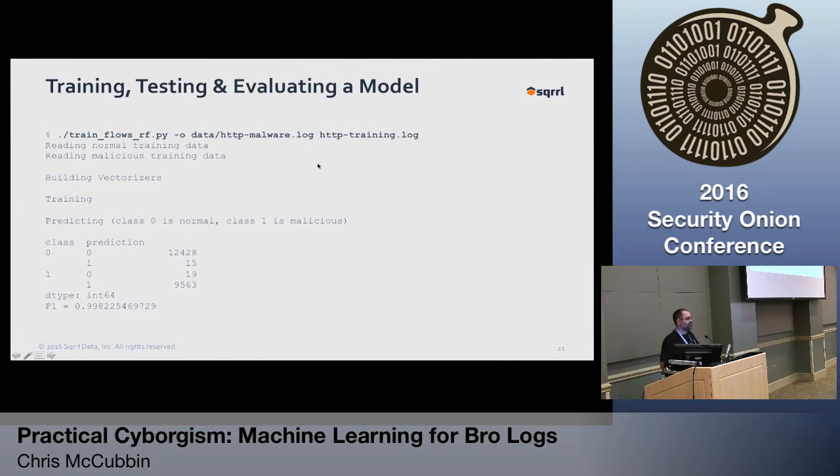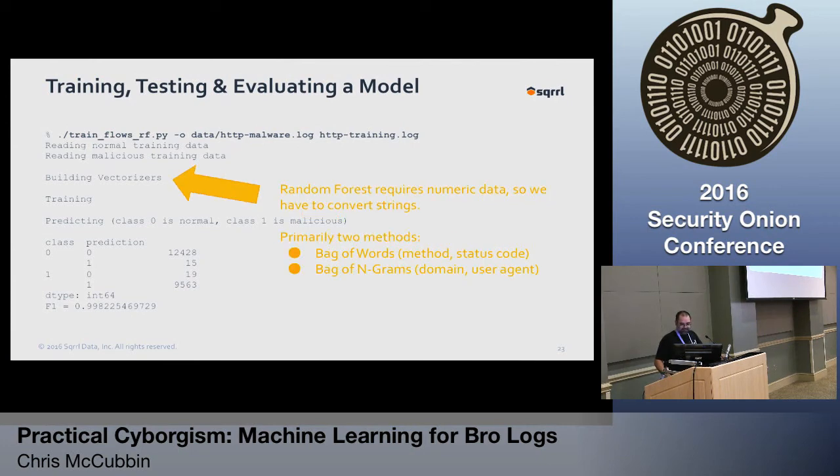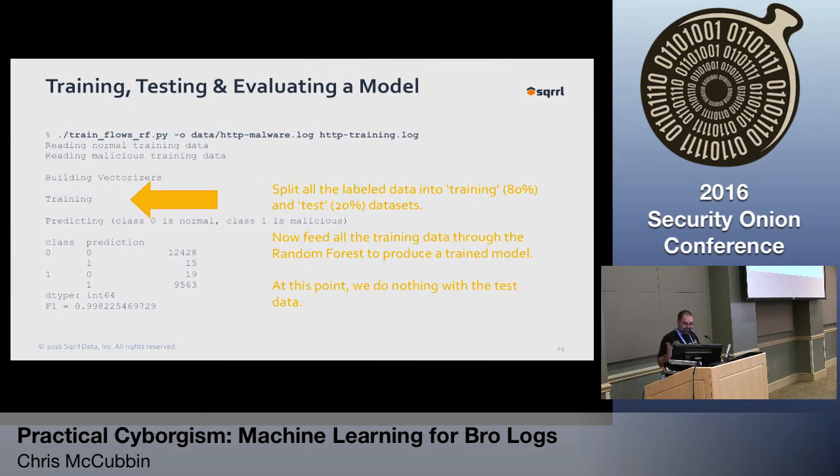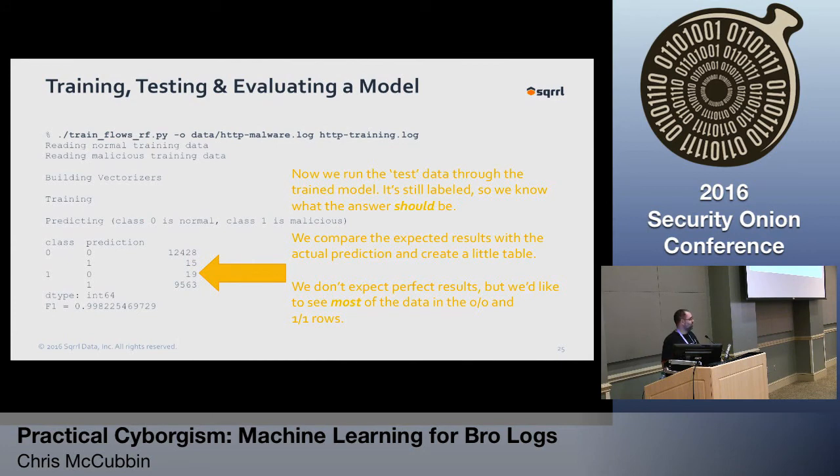Our script is just going to train on a log. We have a bunch of default features that we've put in there, and a bunch of default parameters for the trees. You just pass it in your malware log, this is a Bro log, and your training log, which is normal data. It's going to read the Bro data into a pandas data frame, and each row is labeled benign or malicious. It's going to vectorize things, so one thing it has to store is the way that it turns things into vectors, so it can do that repeatedly next time. That's a file that it creates. It's going to train the random forest, save it to disk, and do a prediction on the test set.